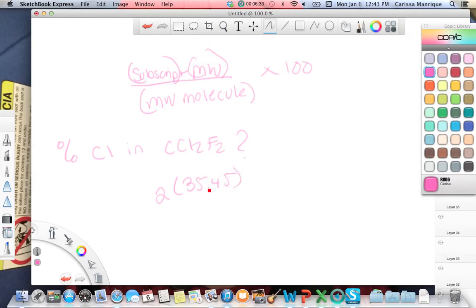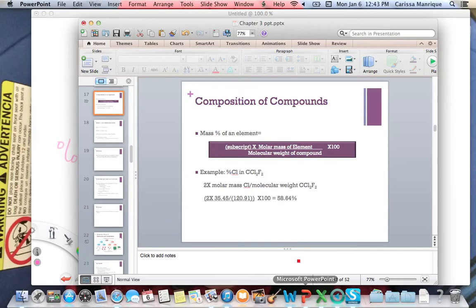35.45, and then divided by the molecular weight of the molecule. We calculated this in the previous vodcast, it'd be 120. So divided by 120. This is asking, basically by mass, by weight, what percent of this is chlorine. So we're going to do 2 times 35.45 and divide that by 120. And we're going to get about 60%. Okay, so we come back here, 58.64, I just rounded it, okay?